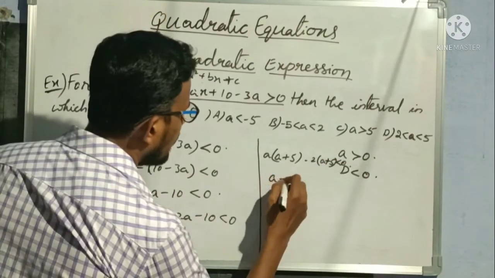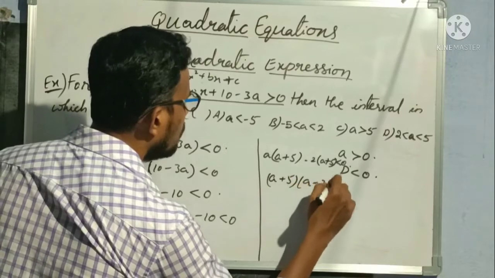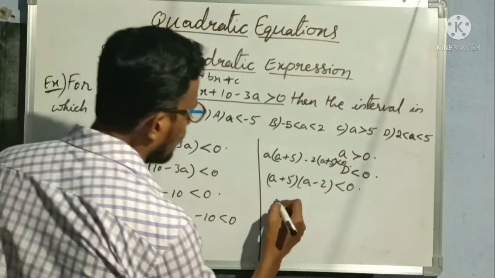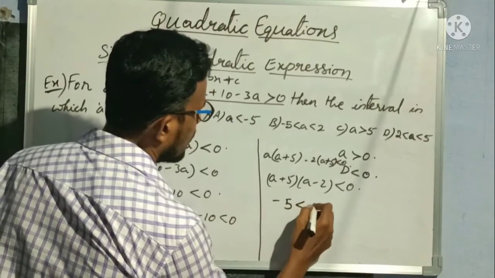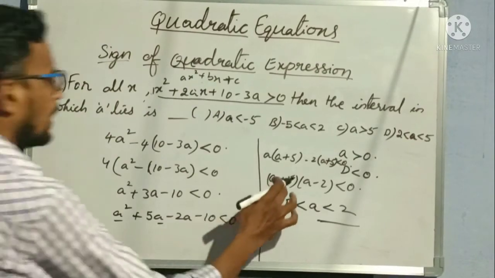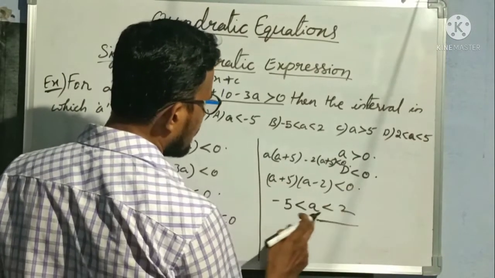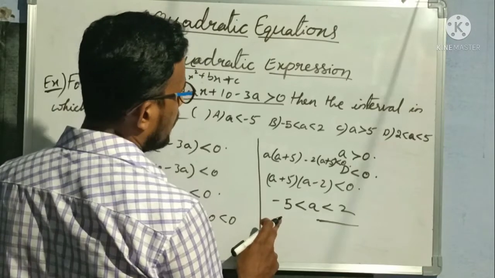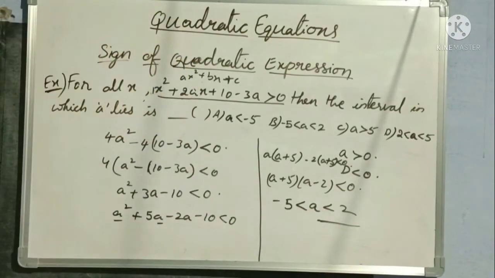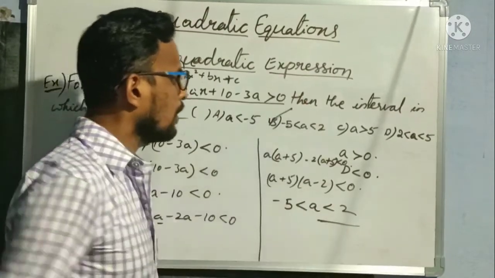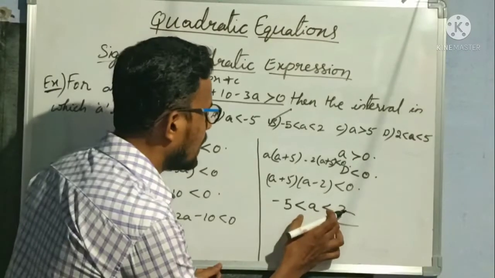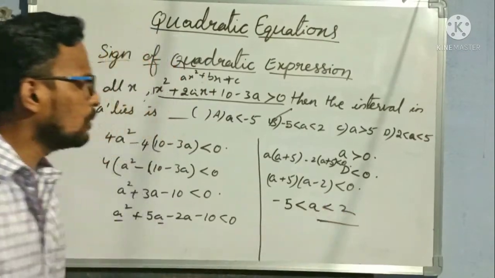So what are the roots I am getting here? a plus 5 into a minus 2 less than 0. So I am getting a condition that is minus 5 less than a less than 2. That's all, no? When a plus 5 is less than 0, then a is less than minus 5. In the same way, when a minus 2 is less than 0, then a is less than 2. That's why our answer is B. Understood? So a lies between minus 5 and 2.